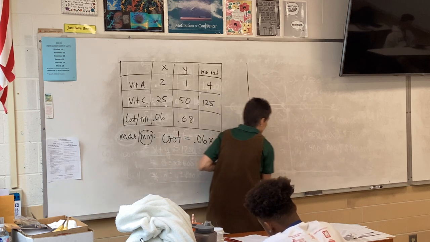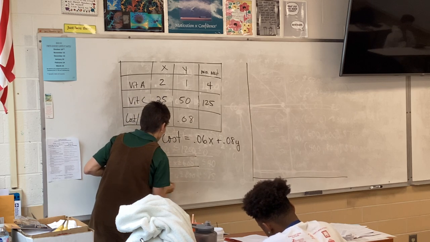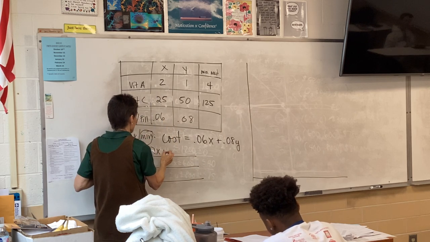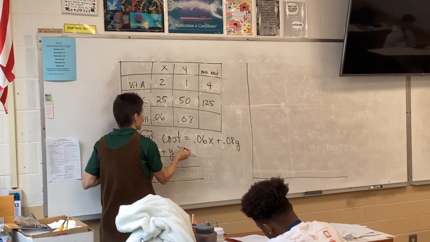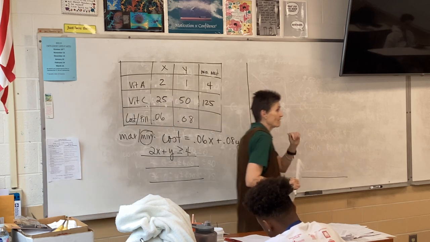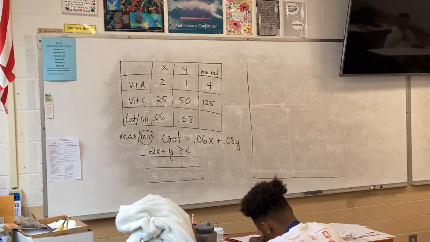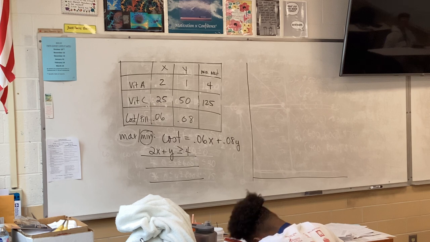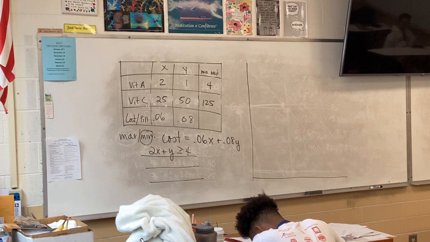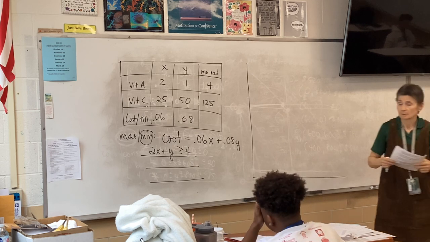Now, what are my constraints? You're going to have a little bit of a difference here, too. What are my constraints? 2X plus Y is greater than or equal to 4. Why is it greater than this time? Because he needs at least, that's the minimum. 4 milligrams is the minimum. So that means he has to take at least that much, which means he takes 4 or more. So this is a greater than, which means when I shade it, I will be shading above.